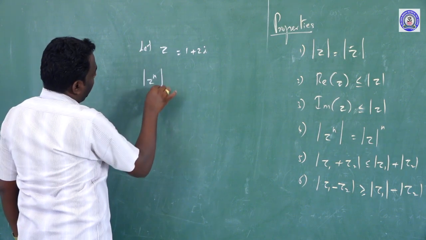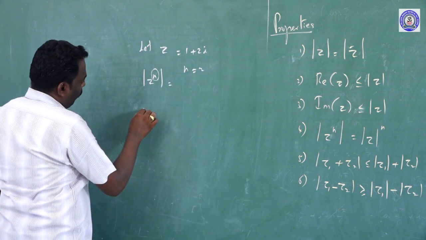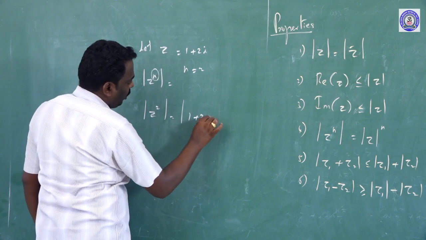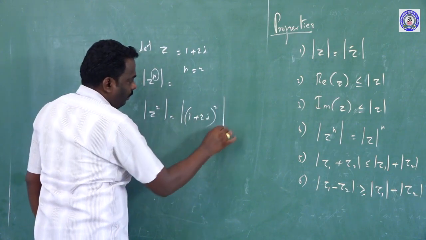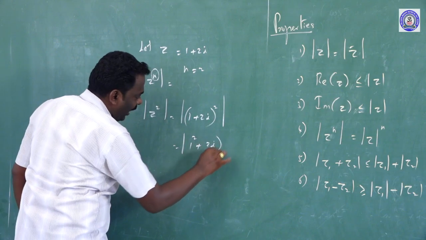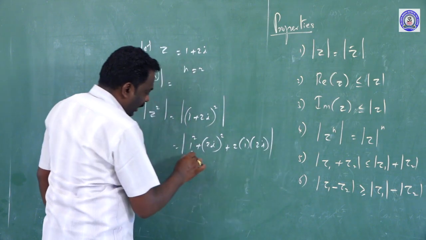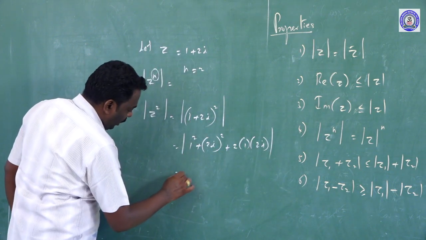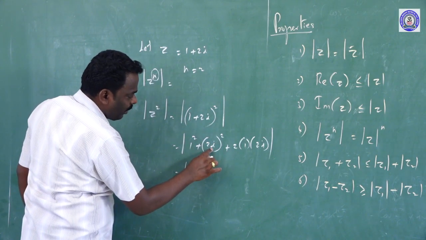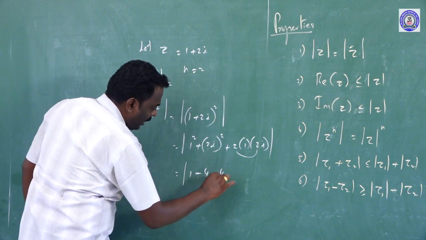Modulus of z power n. We can take n equal to 2. Therefore, modulus of z power 2 is equal to modulus of (1 plus 2i) whole power 2, using the (a plus b) whole square formula: a square is 1 square, plus (2i) whole square, plus 2 into 1 into 2i. That is a square plus b square plus 2ab, which is equal to 1 plus 4 i square, where i square is minus 1, therefore minus 4, plus 4i remaining.